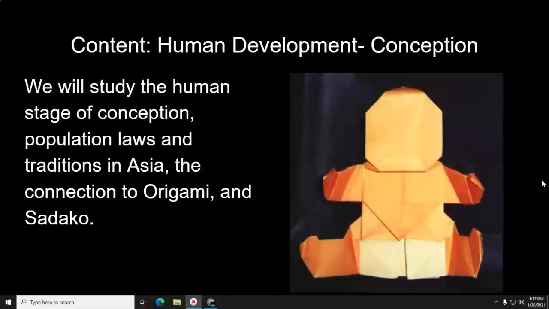So we're starting off with conception, and we're also going to look at population laws and traditions in Asia, the connection to origami, and Sadako. We're going to focus on conception today, population law and tradition tomorrow, with the beginning of the connection to origami, and then Sadako and relevance in the next rotation. And here we have an adorable origami baby.